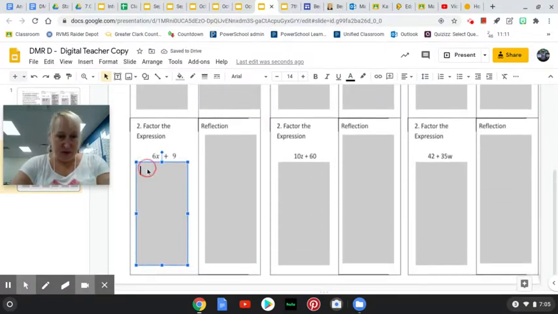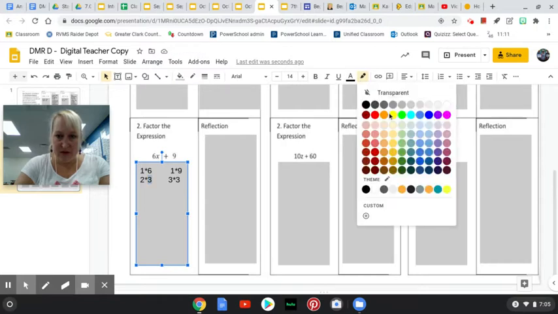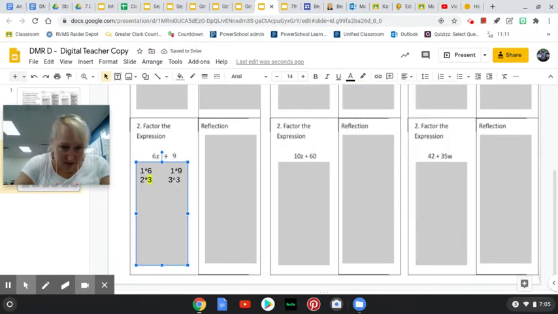So with this, I'm going to look at the factors of 6 and 3. I'm going to type them on here just so that I know. 1 times 6. 2 times 3. And the 9 has the factors 1 times 9 and 3 times 3. So I can see that the factor that they have in common is the 3.